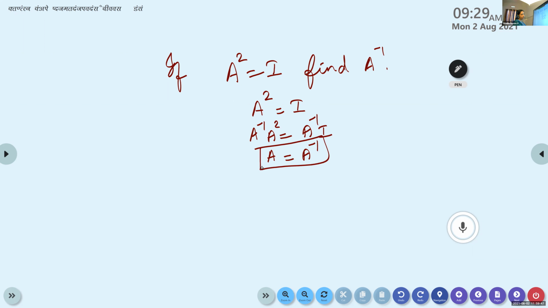Like this, you can do it for any power. Okay, if it is A cube is equal to I, this is the same method. If A cube is equal to I, you divide by A on both sides. Therefore, you will get A square is equal to A inverse. So, A inverse will be the same as A square.